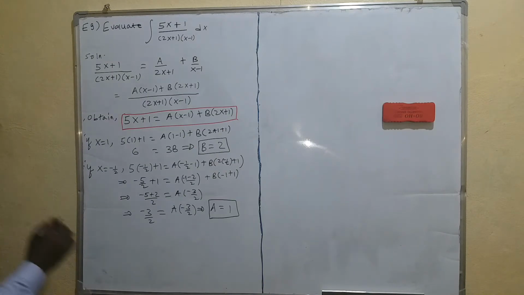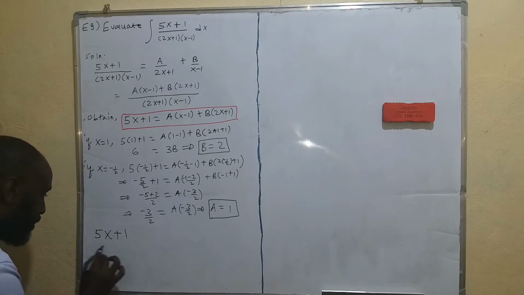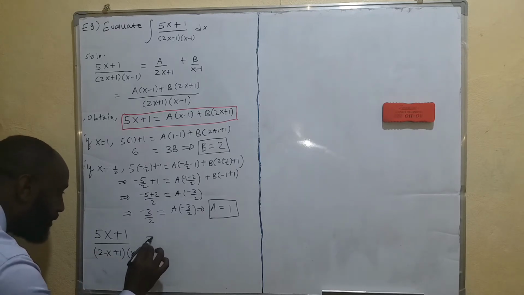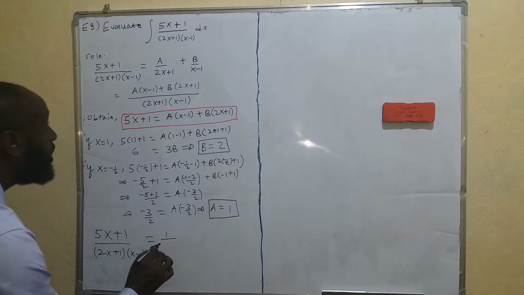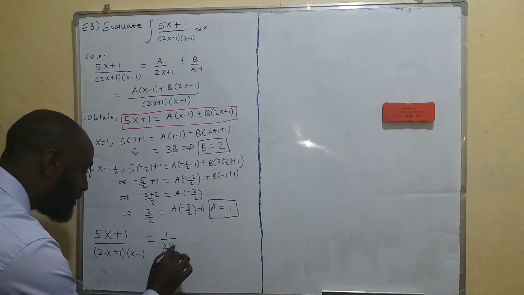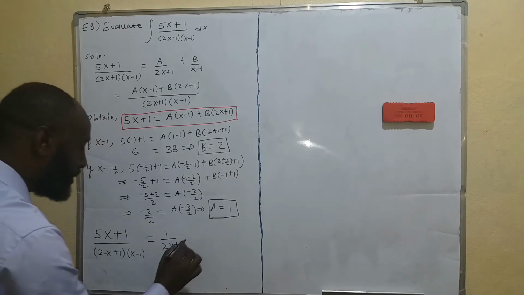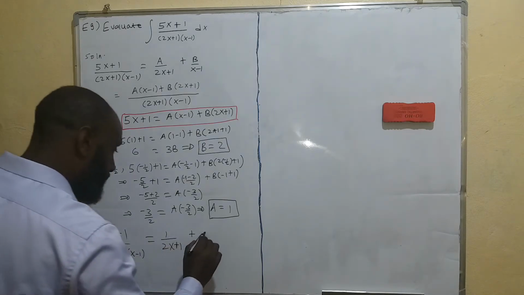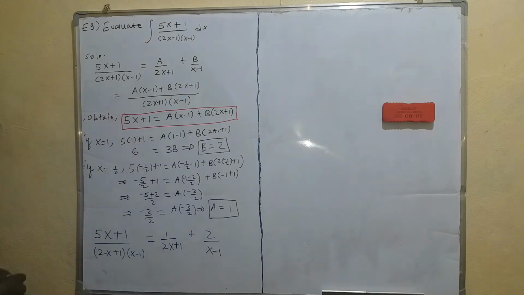So the above rational expression, (5x + 1) over (2x + 1)(x − 1), is equal to A over (2x + 1), where the value of A is 1, so 1 over (2x + 1), plus B over (x − 1), where the value of B is 2, so 2 over (x − 1).